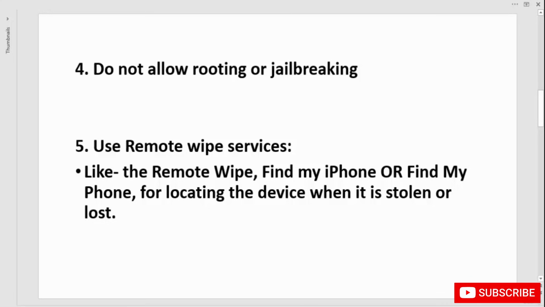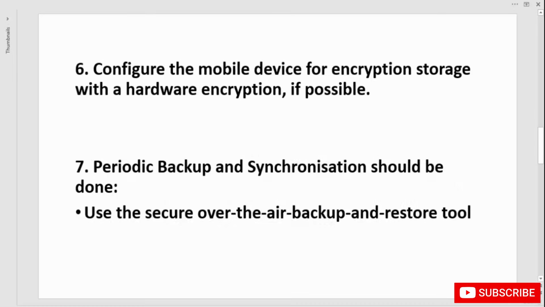Now the fifth is use remote wipe services, for example, remote wipe, Find My iPhone or Find My Phone, for locating the device when it is stolen or lost. Always configure the mobile device for encryption storage, with hardware encryption if possible. Next, periodic backup and synchronization should be done. Use a secure over-the-air backup and restore tool, because this tool will help you to synchronize apps in the background.